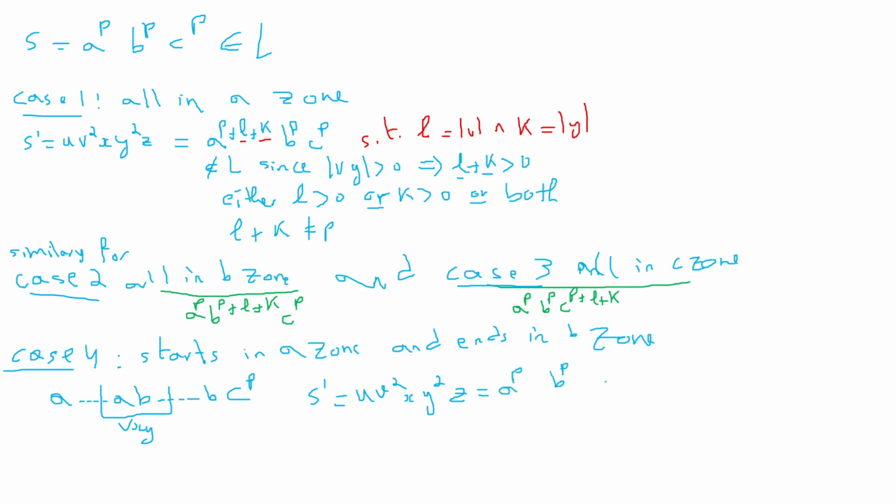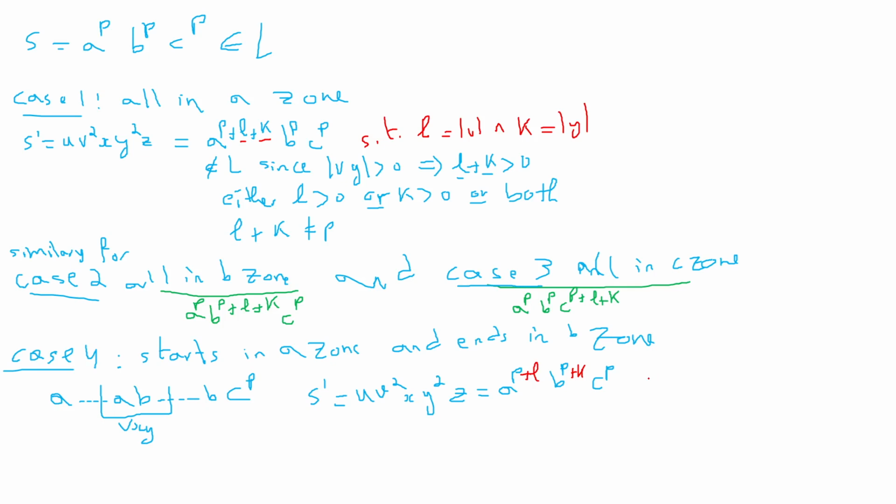So try to imagine, where do you want to add them? Where do you think we should be adding my pumping? Well, it's in the A zone and it's in the B zone, so there's going to be some addition of A's and some addition of B's. L and K are just arbitrary variables. However, I'm going to define L and K to be different than before. Before I was saying, oh, L is the size of V and K is the size of Y.